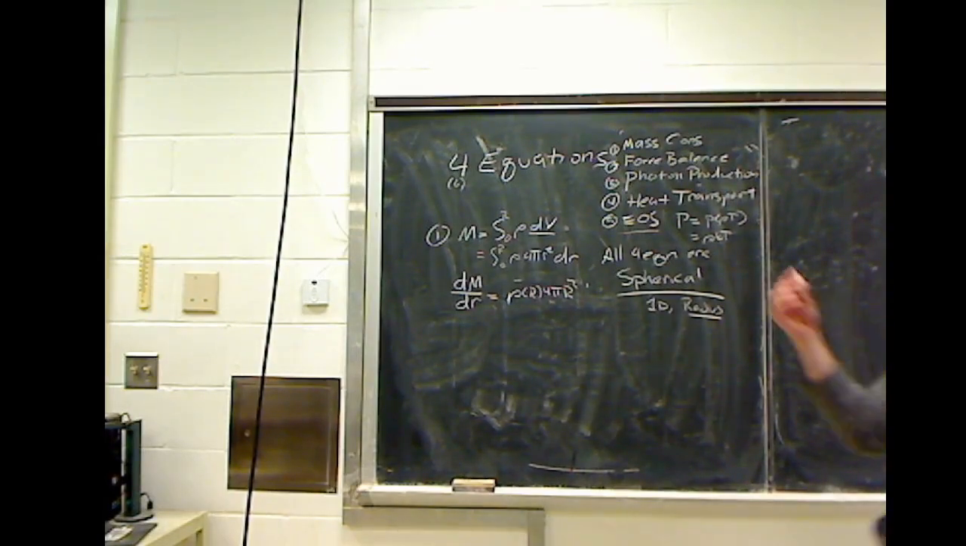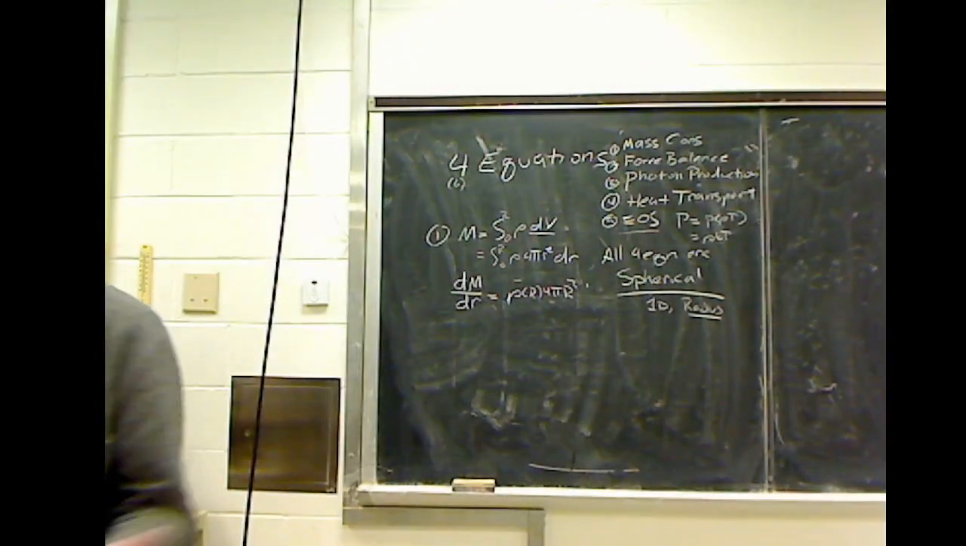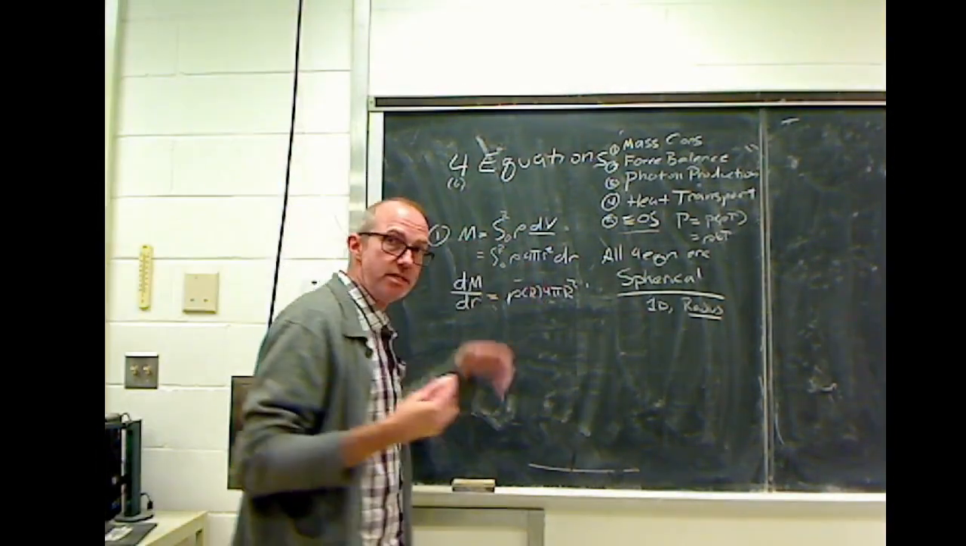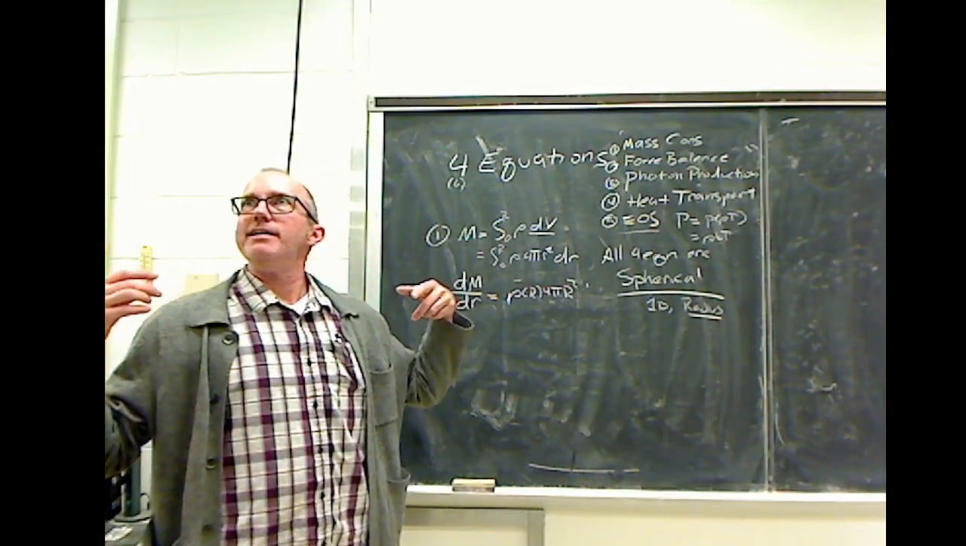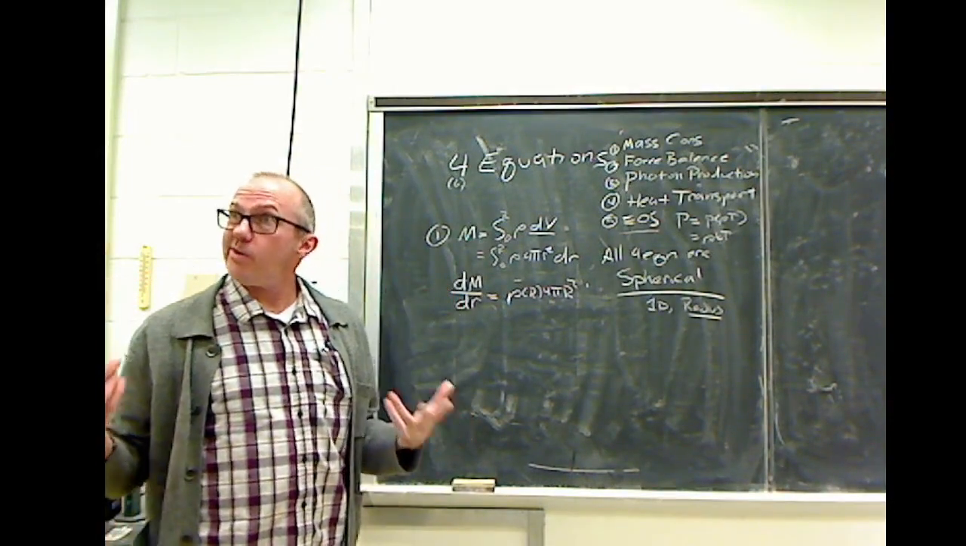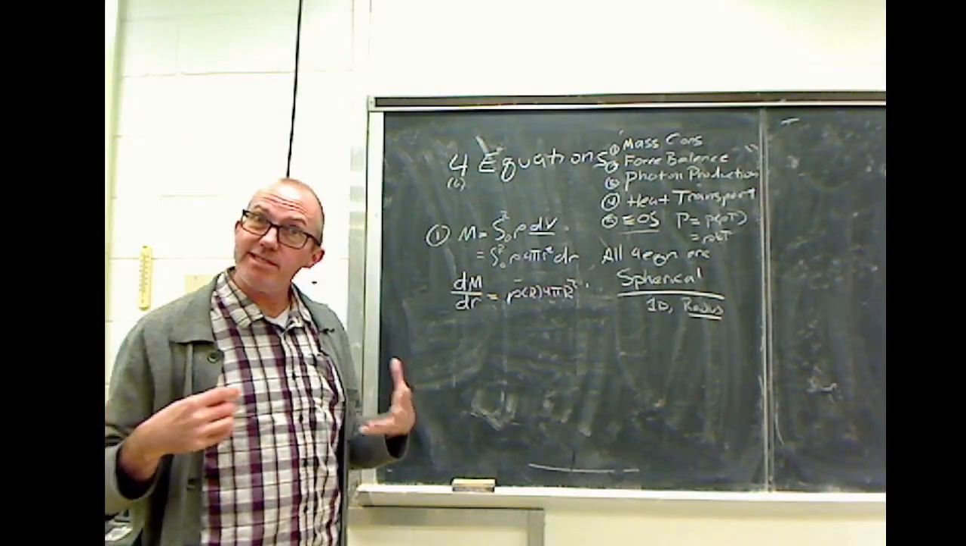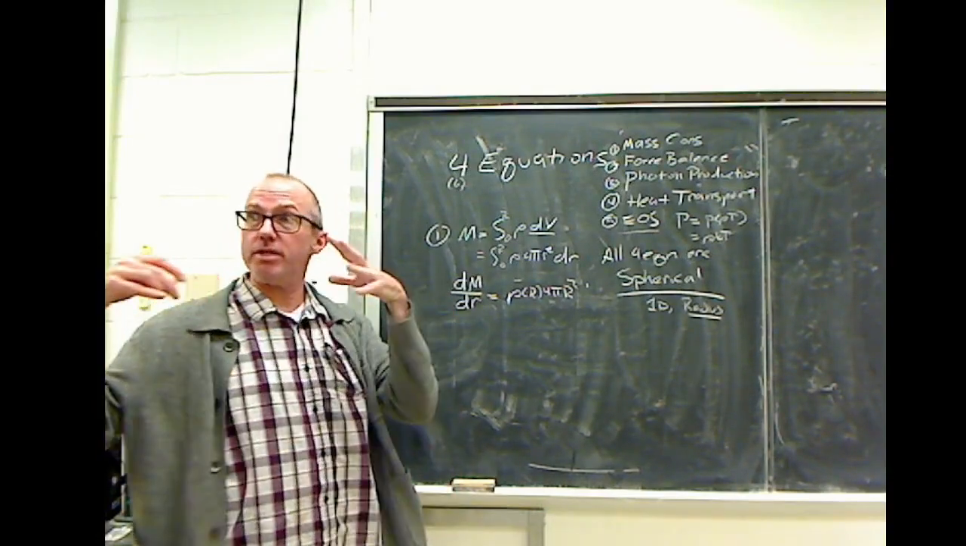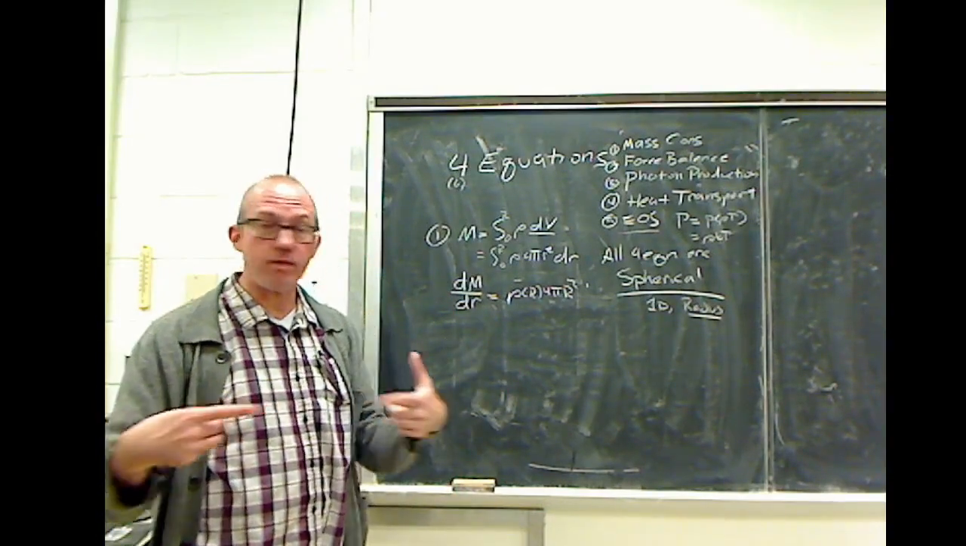Okay, so mass conservation. This one's pretty straightforward to understand. Mass is conserved. Mass and density are related to each other. Kind of a dumb equation to write down, but I have some things that depend on mass and some things that depend on density, so I need to have an equation that relates the two things.